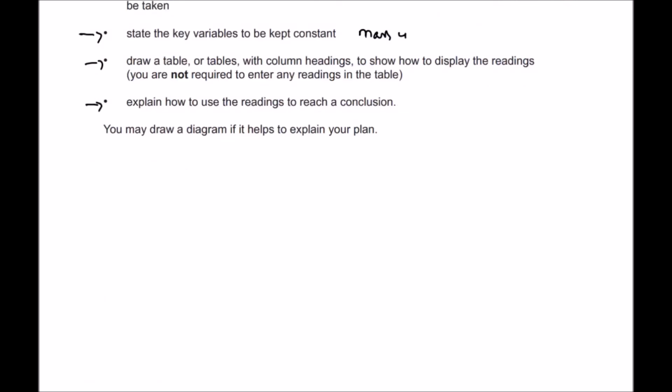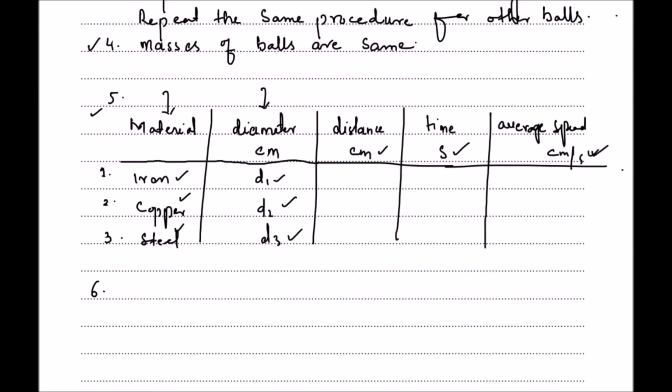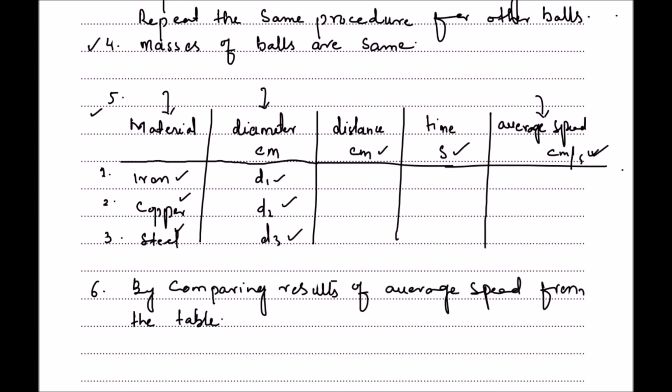The last point is to explain how to use the readings to reach a conclusion. So you can conclude by using your observation table. Look at the last column, average speed of the different materials. Compare the values of this column, and you can conclude your result for this task like this. So you can write a conclusion by comparing the speeds from the table.